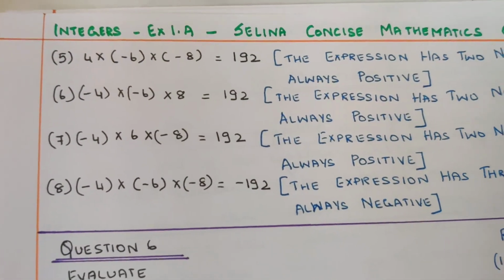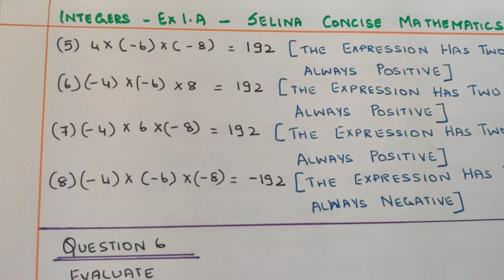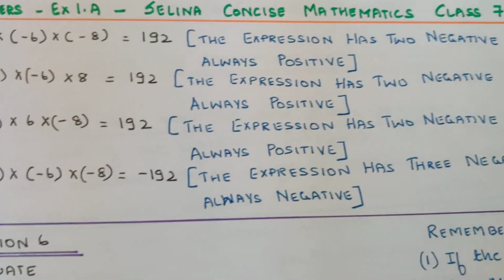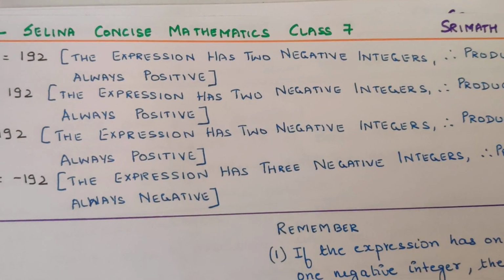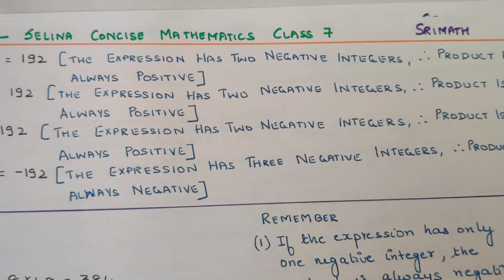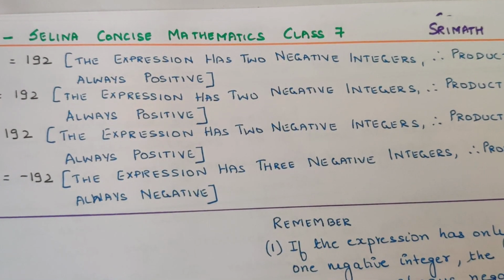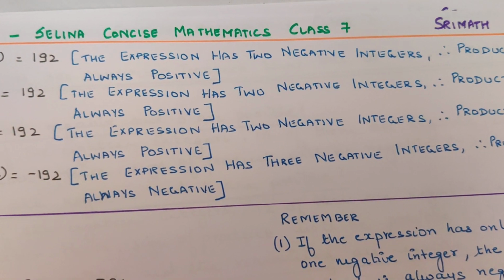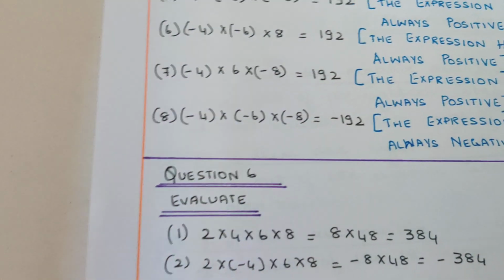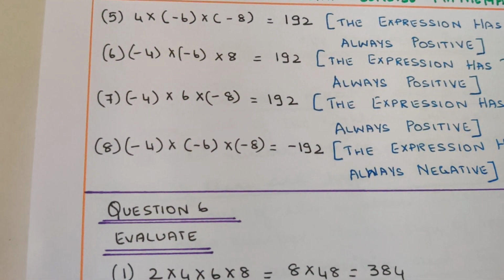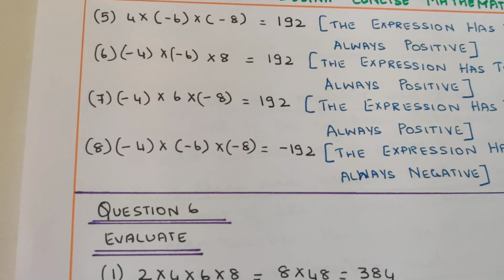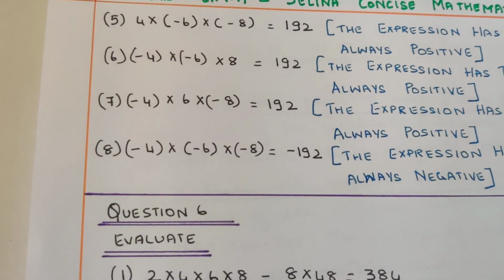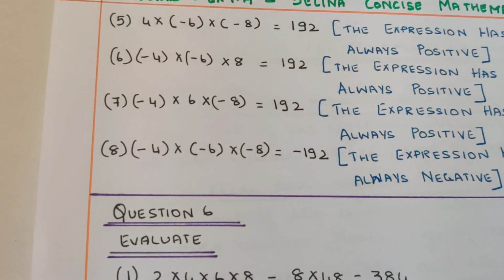So again we have 4 into minus 6 into minus 8. The answer will be 192 but positive. The reason being, the expression has two negative integers and the product will always be positive. As mentioned in the previous sum, negative into negative, that is minus into minus, would be plus. So similarly, minus 4 into minus 6 into 8 is equal to 192. Minus 4 into 6 into minus 8 is equal to 192, because you have two negative signs.